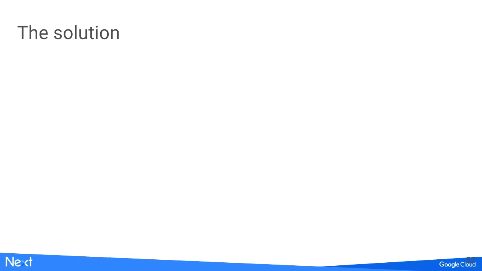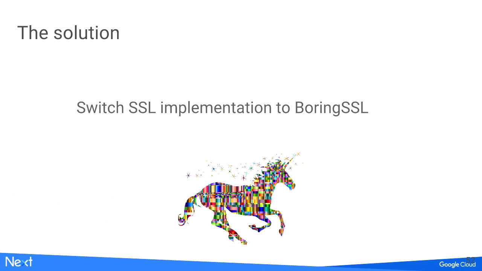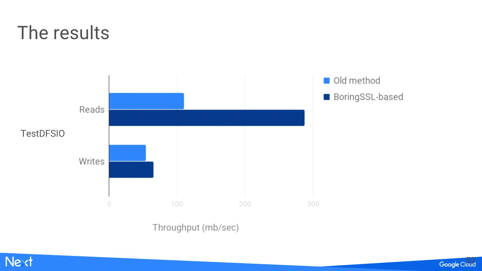So what's the solution? The solution was to switch the implementation to BoringSSL. And because it's BoringSSL, with its boring name, I had to have a unicorn that sparkles. So what it involved, well, quite a bit of things. But essentially, over the next few weeks, all Dataproc customers will have significantly improved read and write performance to GCS. And essentially, these are the results.